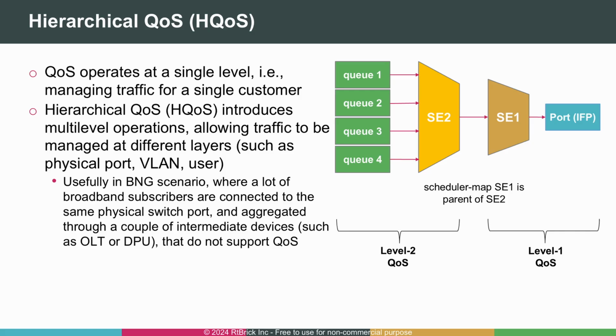Hierarchical QoS helps ensure fair bandwidth distribution, prevent congestion, and give priority to critical traffic, even when thousands of subscribers share the same interface.